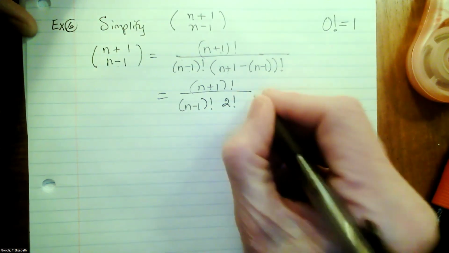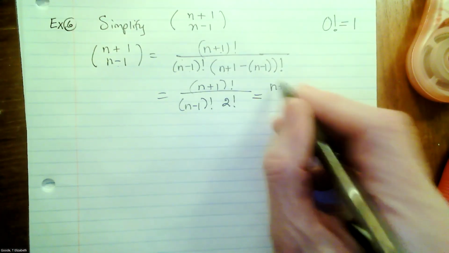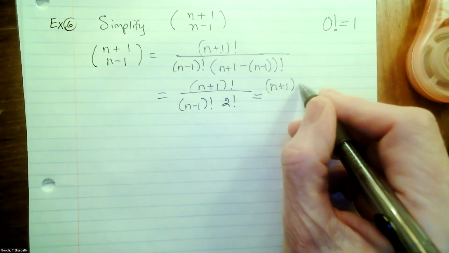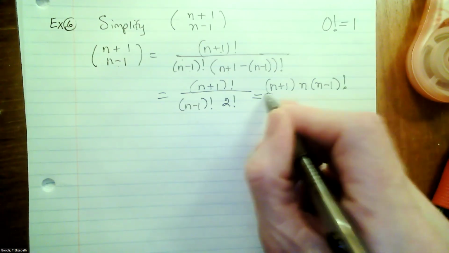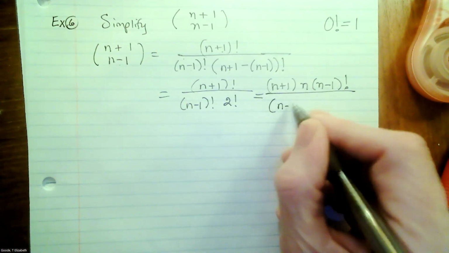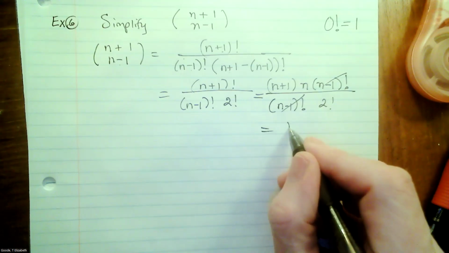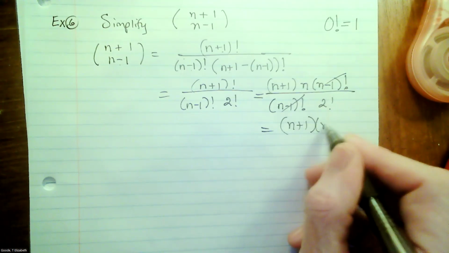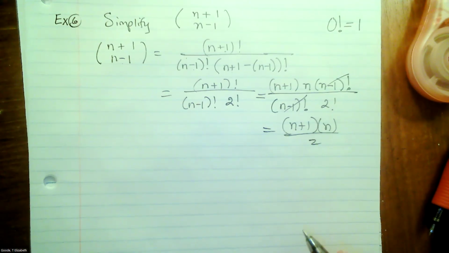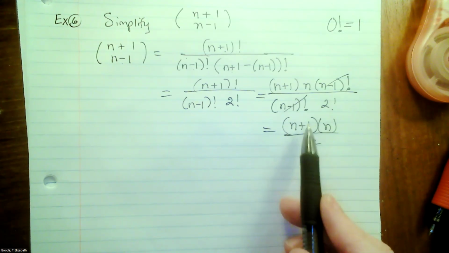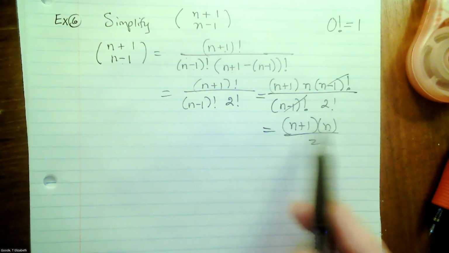So then what do we do to simplify it? We realize n plus 1 is bigger. So it's equal to n plus 1 times the integer right before that, which is n, times the integer right before that, n minus 1 factorialized. Why did I stop there? Because that's far enough for us to cancel top and bottom. So we get n plus 1 times n over 2. And this will always be an integer, even though we're dividing by 2. We know one of these is even.